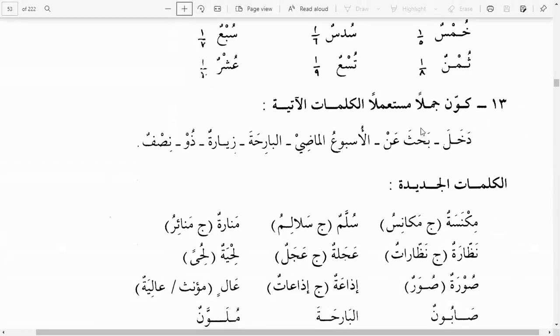All right, kawin jumalan mustamilan al kalimat al atiyata. So you have to make sentences using the following words. For example, dakhala. It's up to you if you are able to make sentences by now, or you can make sentences by yourselves, and we can discuss them if you want to show me or share in the group. It's up to you. Dakhala doesn't necessarily mean that we have to use dakhala. We can use any of the past forms of dakhala, for example dakhaltum, dakhalna, dakhalta, dakhalti. You can use any of them.